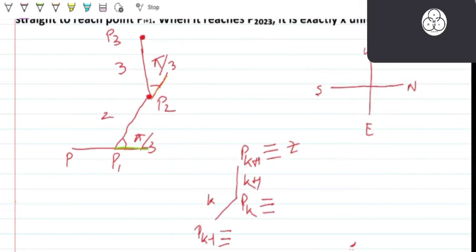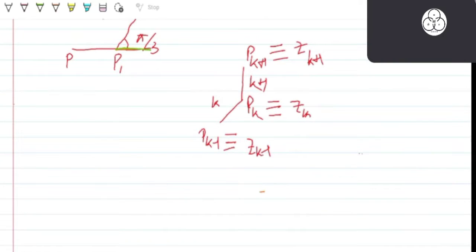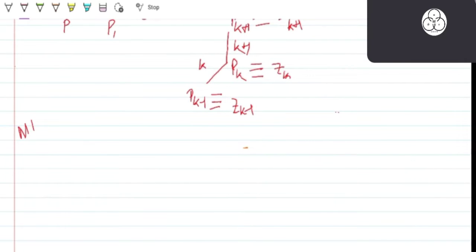So let us replace these as points in the Argand plane: zk plus 1, zk, zk minus 1. So I have three such points. Now this is my method 1.